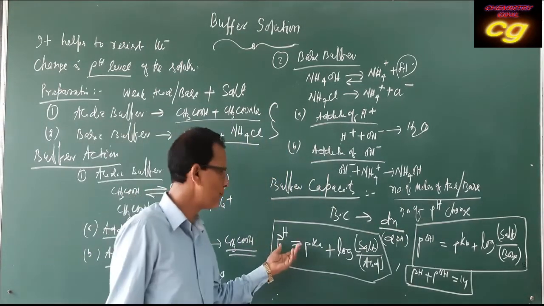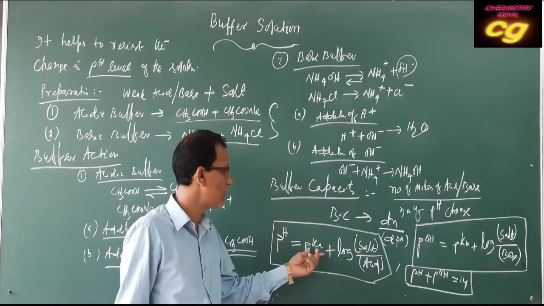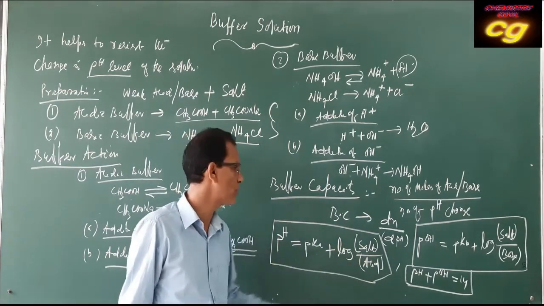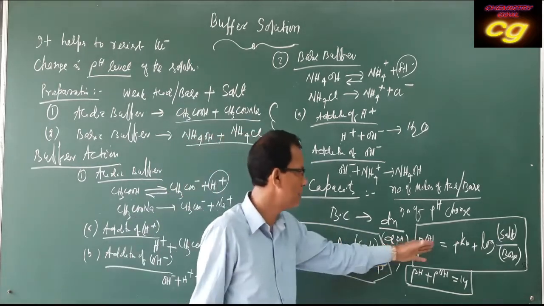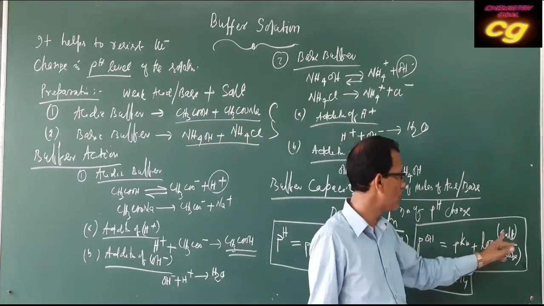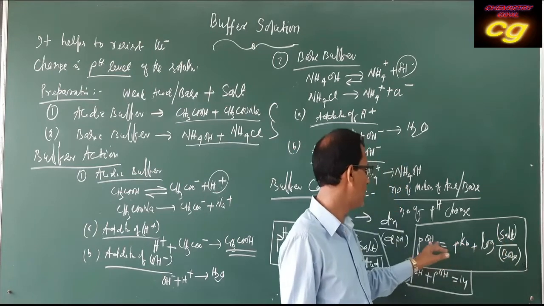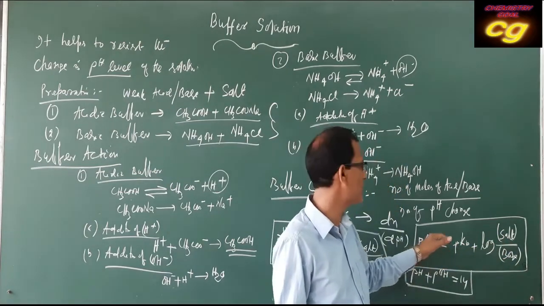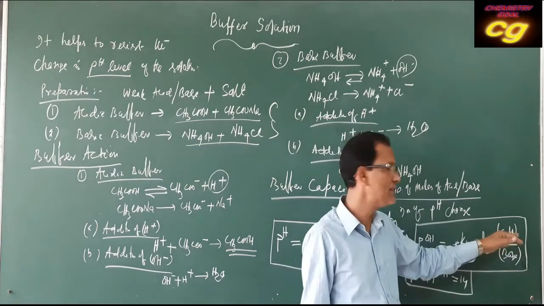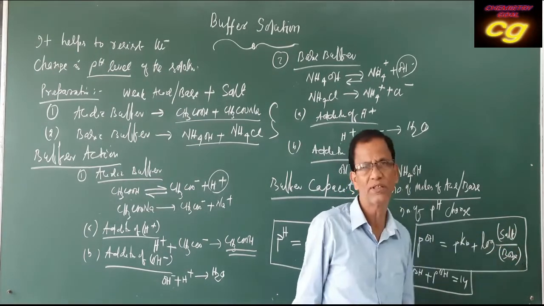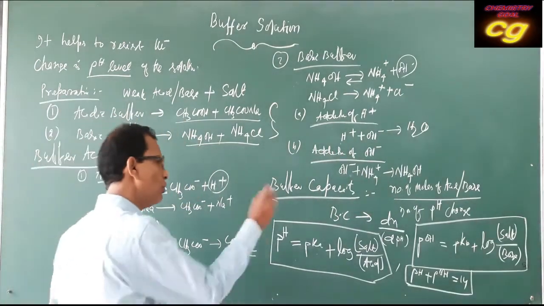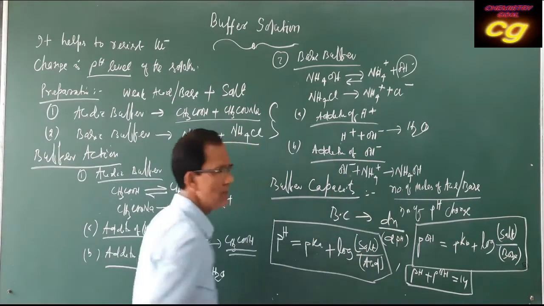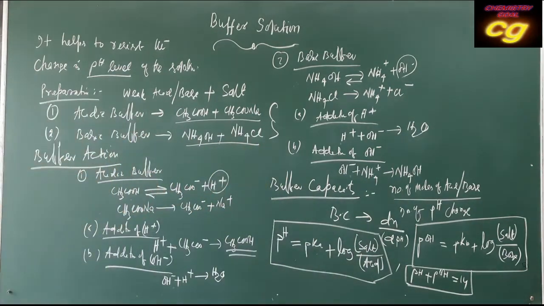Then the formula for pH calculation: pH is equal to pK plus log salt to acid. Salt means the conjugate base after loss of H plus from the acid. So here pH is equal to pK plus log salt to base. Salt means here that when the base loses OH minus, the conjugate acid is produced. This formula we have to remember, because acidic and basic buffers both contain salt. That's why this formula is used for acidic buffer and basic buffer. Now we discuss some numericals.